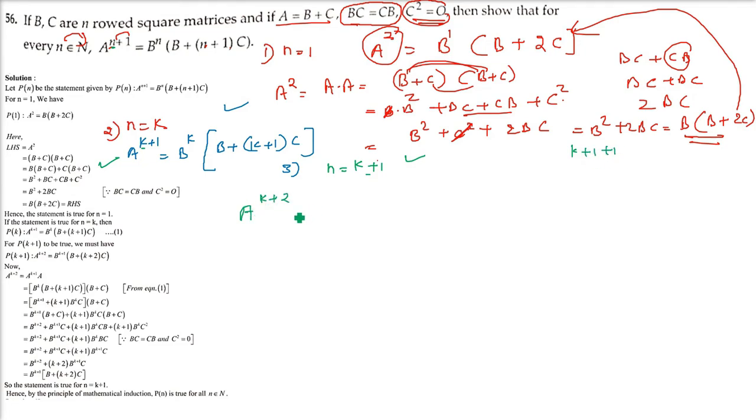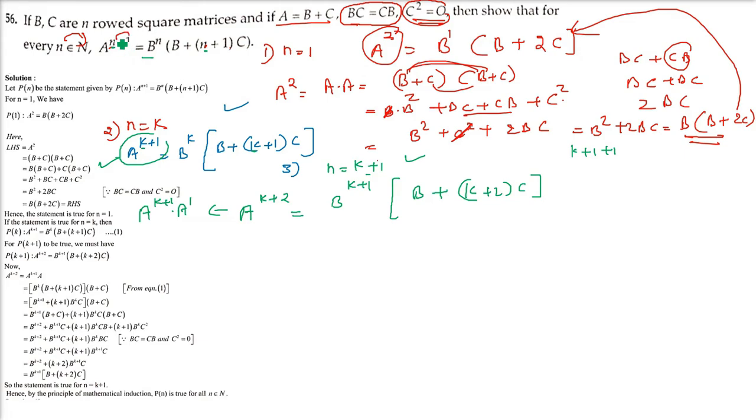It is equal to b raised to n, where n is k plus 1, so we are writing k plus 1. Then inside we have capital B plus n, I am writing k plus 1, so k plus 1 into c. Now, this a^(k+2) can be written as a^(k+1) into a^1, because if you add the powers, it will be k plus 2 only. a^(k+1) is already there, and a^1 is already there with us.